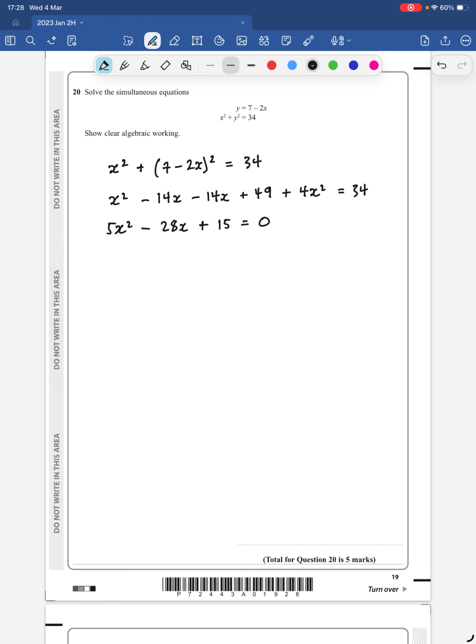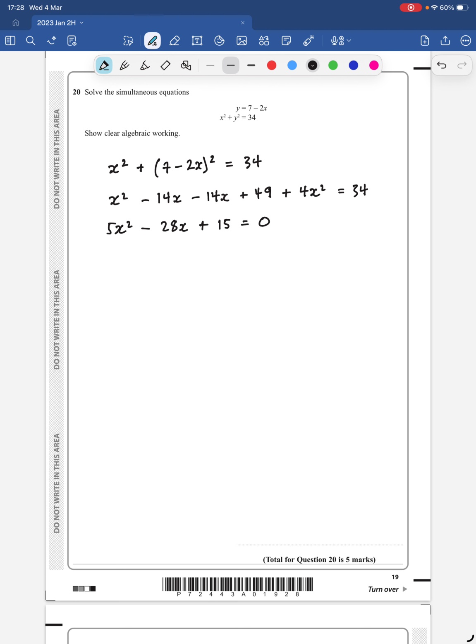You could use the quadratic formula at this point. If you do so, don't forget that you need to write out the quadratic formula with the substitutions in it before you press equals on your calculator. You can't just jump straight from this to the solution. I can't be bothered to do that, so I'm going to try to factorize this.